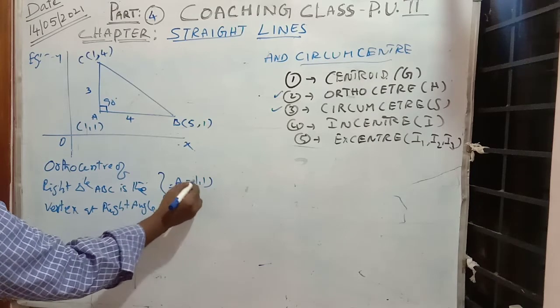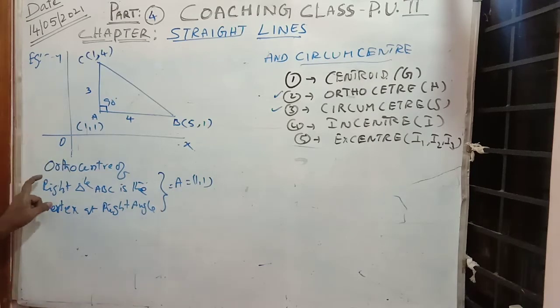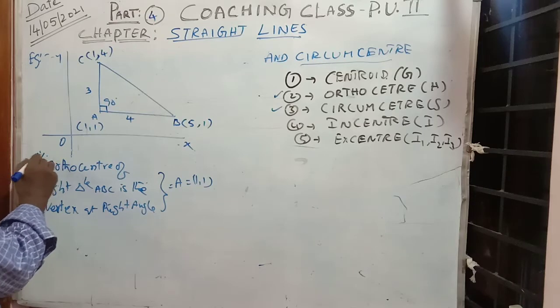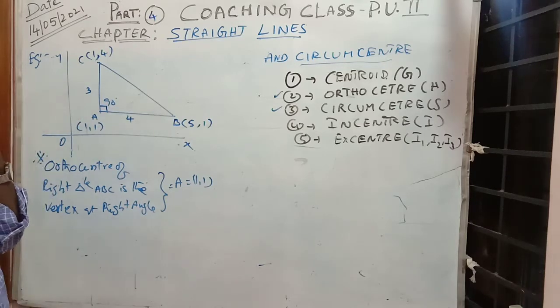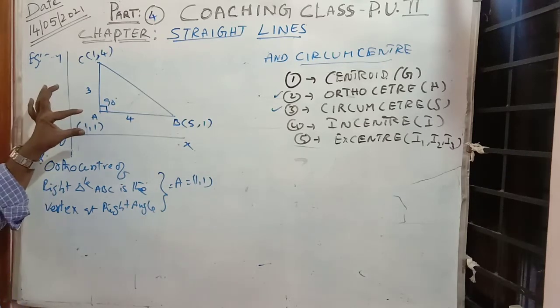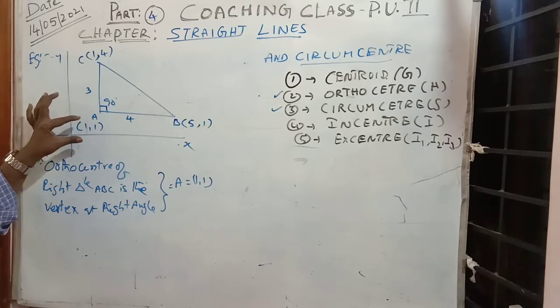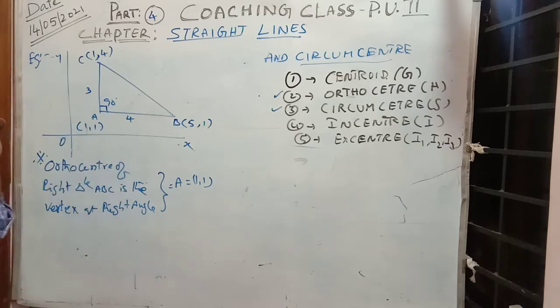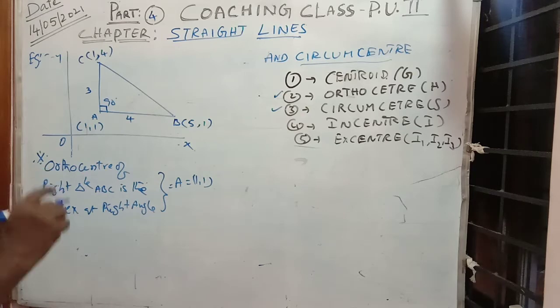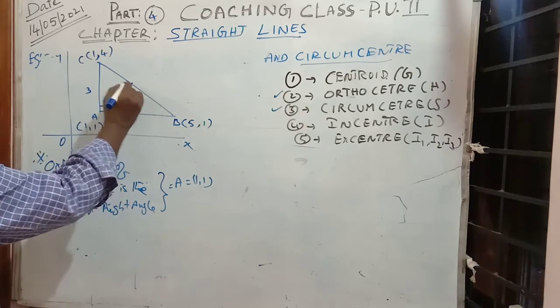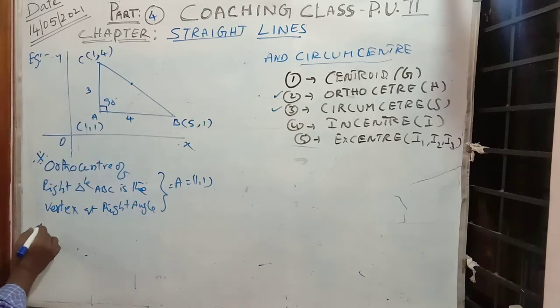So here the orthocenter is only A. It is 1, 1. We know it. It is also one concept to remember: in a right angle triangle, the vertex at right angle is the orthocenter. We know it well. In mensuration it is there. And here, one more thing.